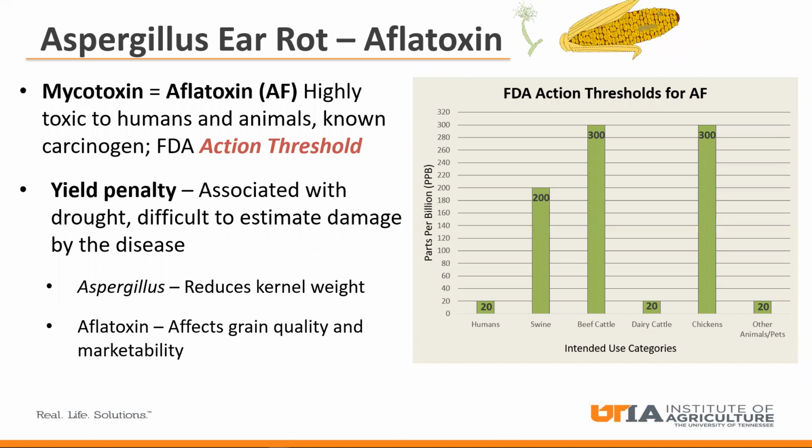So Aspergillus ear rot actually produces aflatoxin. That's its mycotoxin. It's highly toxic to humans and animals. It's a known carcinogen. And this is what we were talking about. The FDA has an action threshold for aflatoxin.